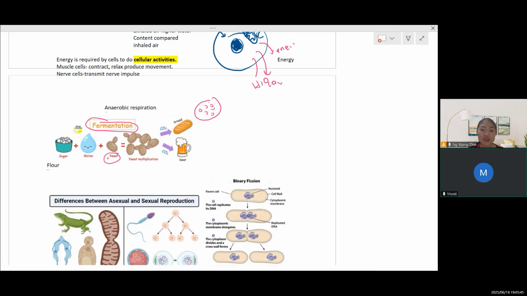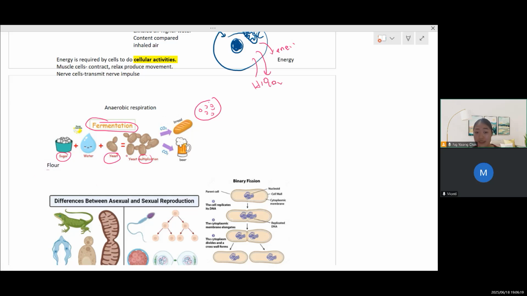So the yeast will use the sugar, which is the glucose, to do their fermentation. Even without oxygen, the yeast is still able to use the sugar to do their own respiration. So the yeast is able to multiply to produce more and more yeast. See, from 1 yeast, they become 10 or 20, 30 yeast, more and more. So the yeast is able to reproduce and increase in number.